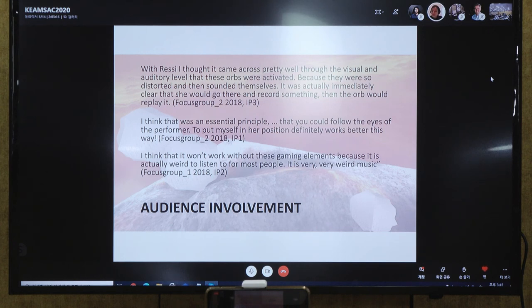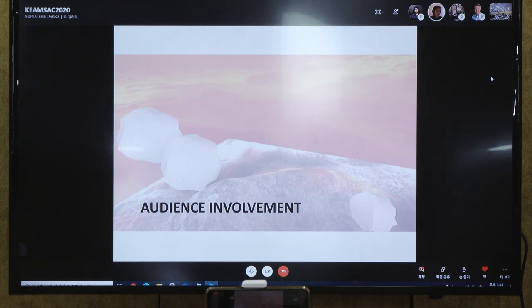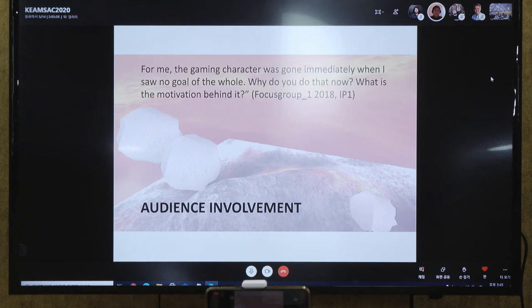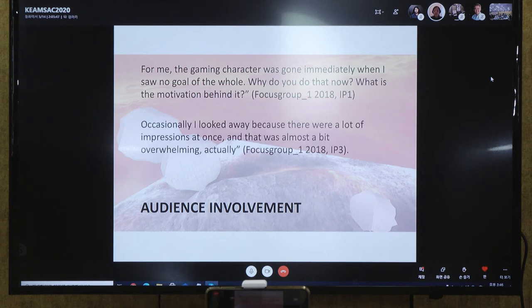So we didn't have an audience specialized in contemporary music, but people who came from very different aesthetic backgrounds. They also said that, for them, the gaming character was gone immediately because they saw no rules, no goals. They couldn't understand why you do that now. What is the motivation behind it? So this really free and open world that Ressi offers put some people off, or they said it was too much for them.